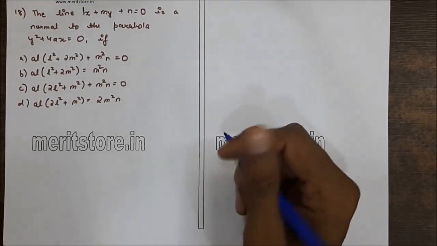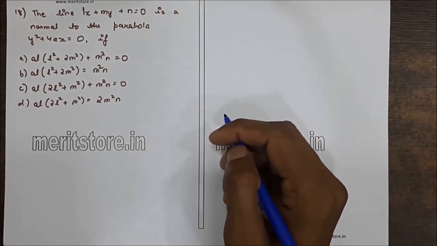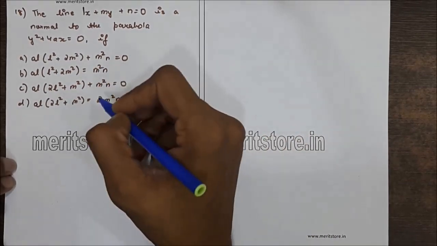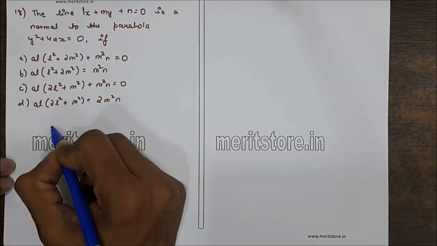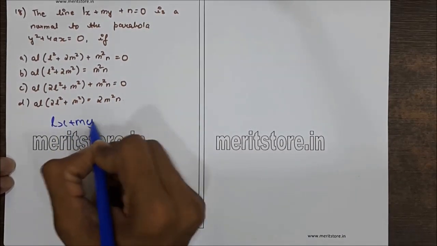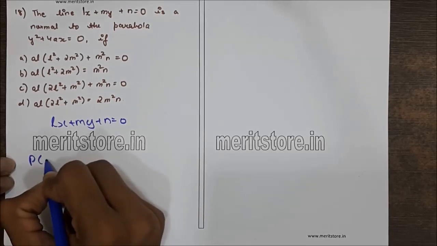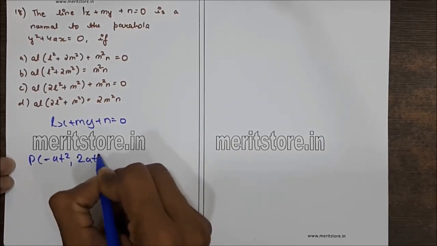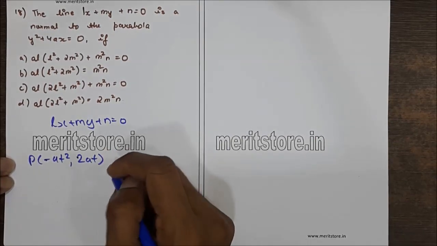Question 18. The line lx plus my plus n is equal to 0 is a normal to the parabola y square plus 4ax is equal to 0. We have options in l and m, so we have lx plus my plus n equal to 0. Let P be the point (at square, 2at), a point on the normal.